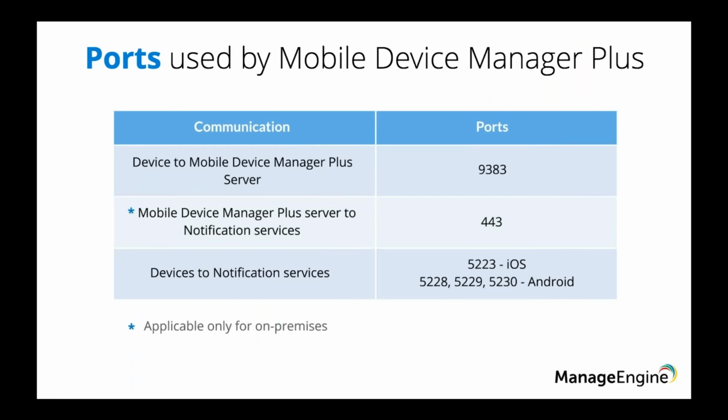As explained in the architecture, there is a lot of communication happening for the devices to be managed, and ports basically facilitate this communication. For example, the device to MDM server communication happens on the secure HTTP channel using port 9383. The MDM server to notification service uses the port 443, and the device to notification services uses these ports. These ports are to be open on your enterprise's firewall or any third-party filters your organization might be using. Again, this does not apply to MDM Cloud.